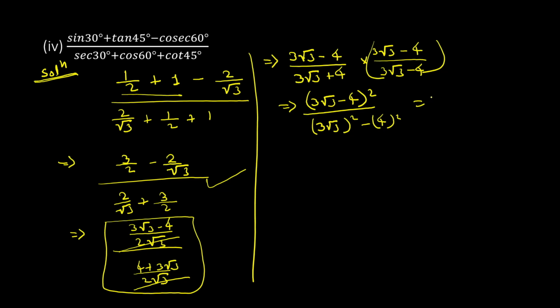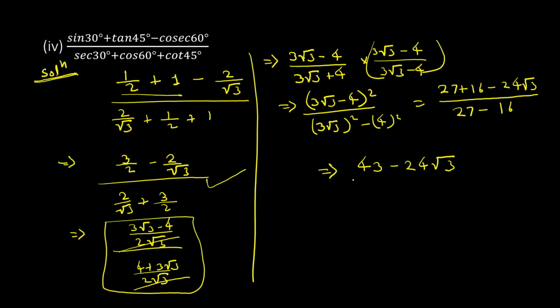Now we will expand it. So 3 3 are 9, 9 3 are 27, 27 plus 4 4 are 16 minus 4 3 are 12, 12 2 are 24, 24 root 3. Now 3 root 3 and its whole square, what will it become? 27 minus 4 4 are 16. Now 27 plus 16 equal to 43 minus 24 root 3 upon 27 minus 16 equal to 11. This is the answer.